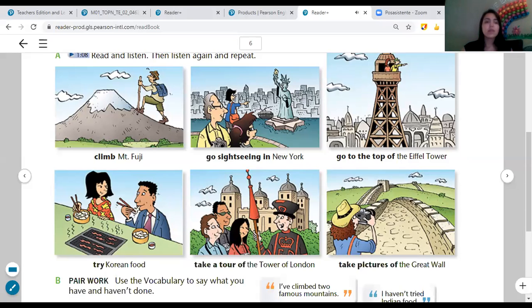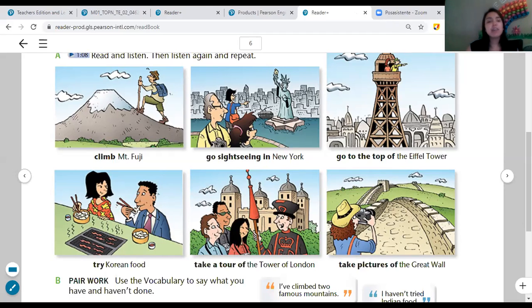Climb Mount Fuji. Go sightseeing in New York. Go to the top of the Eiffel Tower. Try Korean food. Take a tour of the Tower of London. Take pictures of the Great Wall.